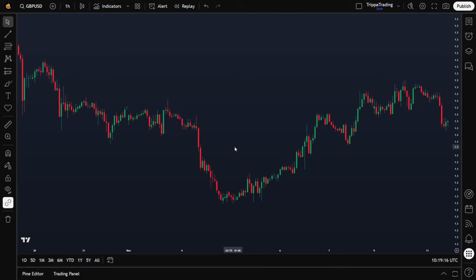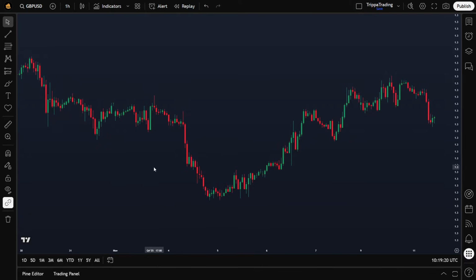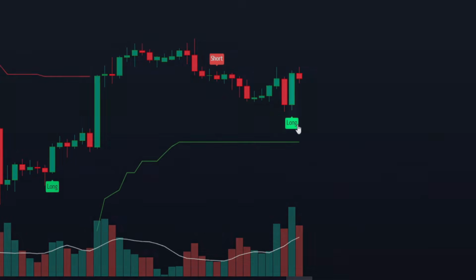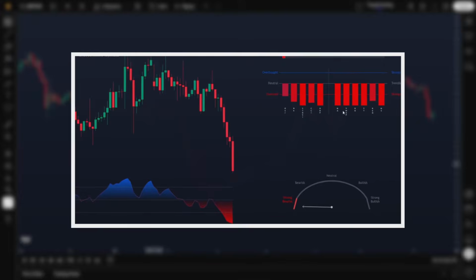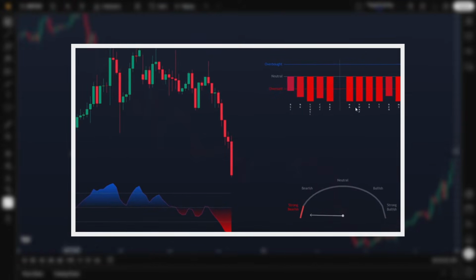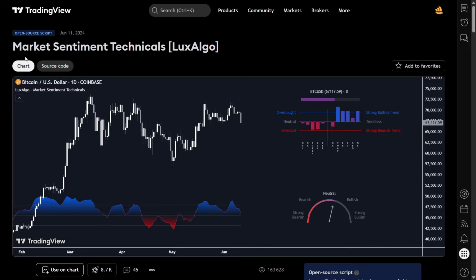type of market. In this video, I'll show you a brand new indicator on TradingView that solves exactly that problem. It doesn't just rely on one signal or oscillator. It combines data from multiple indicators, trend, momentum, volatility, and even market structure, and gives you one clear picture of what's really happening in the market. It's called the Market Sentiment Technicals by LuxAlgo. And the best part is it's completely free.